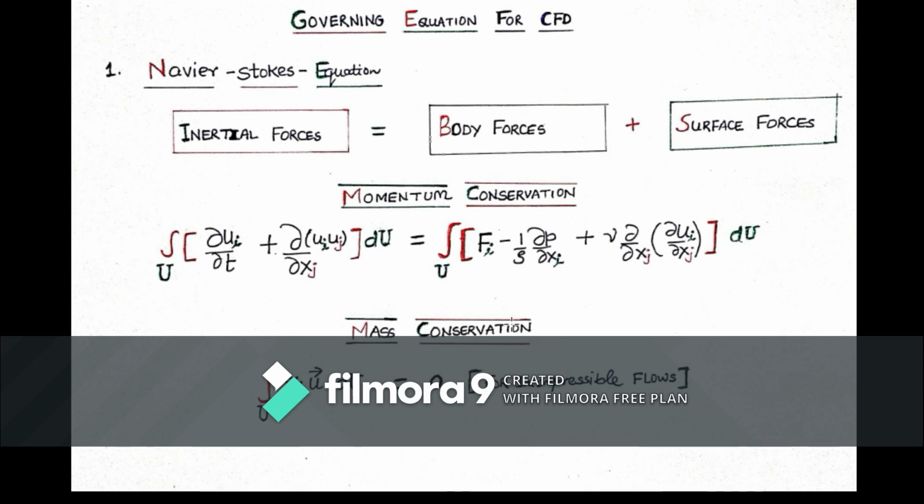Mass conservation talks about whatever mass is entering a control volume, the same mass should leave the control volume. For an incompressible flow, because density is constant, we need to worry about only the volume. We don't need to worry about the mass. We can only focus our attention on volume because density is constant.